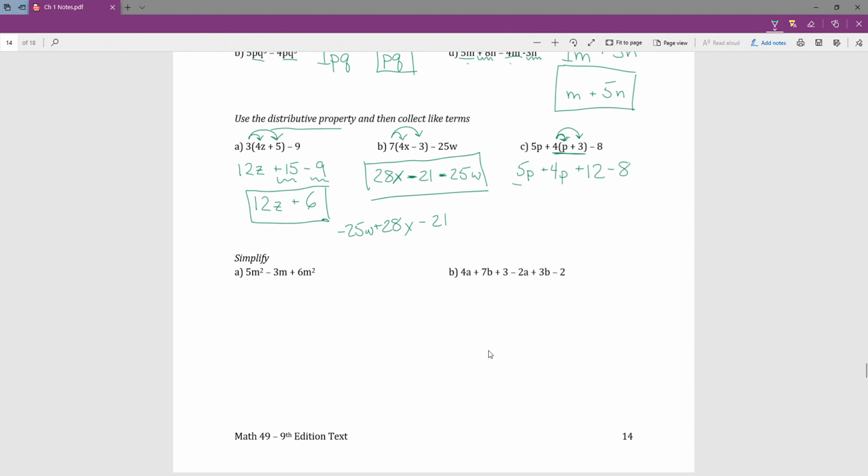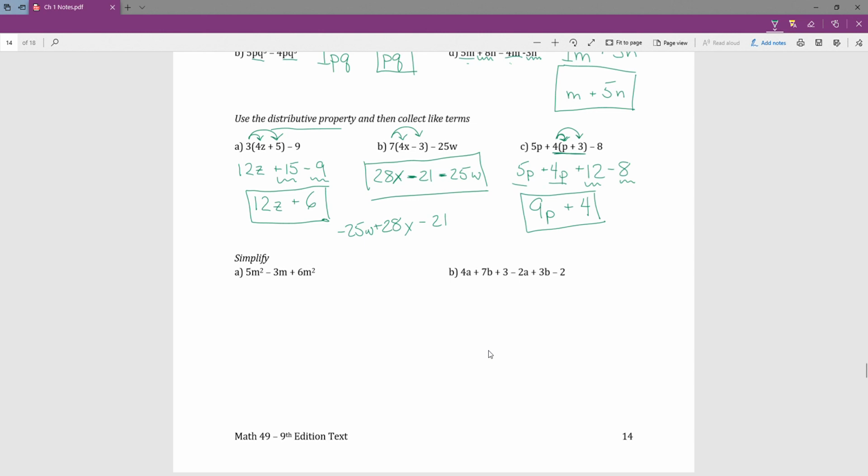So now I have some p terms and I have some whole number terms, and I can collect those like terms. I can simplify this expression further. So 5p and 4p is going to give me a 9p, and 12 minus 8 is going to give me a 4. And that would be my final answer for that one.